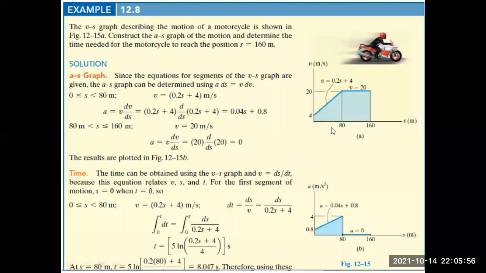Now we know we have the relationship between V and S and A and S. From V versus S, we can plot A versus S. So now I want to determine the time for the motorbike to reach its final position. How can I calculate this time? What do I need to do to get the final time? Is there any way?